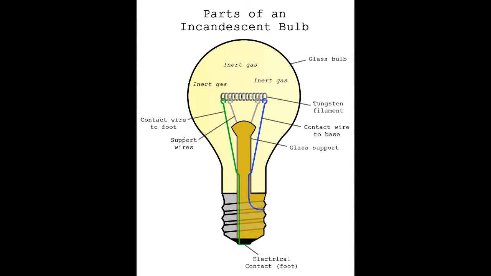This diagram actually is really helpful in understanding the parts of an incandescent light bulb. Here you can see that this green wire on the left is the contact wire to the foot, which contacts the electrical connection through the socket. The blue contact wire on the right contacts to the base, which just connects to the metal, no type of connection to the socket at all. And then that curly-Q piece in the middle is called the filament.